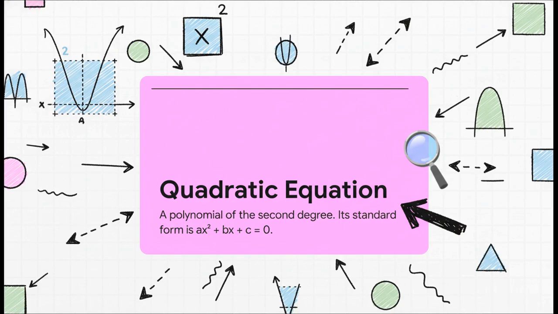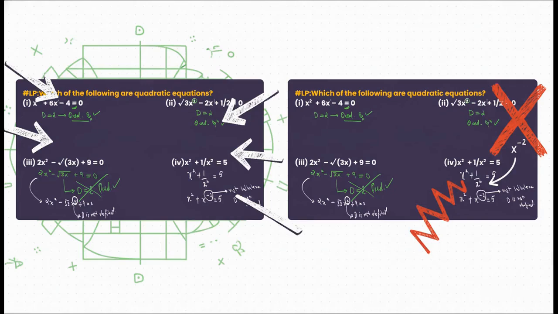And the standard form you see, ax squared plus bx plus c equals 0, think of that as the blueprint. Every single quadratic equation fits this pattern. Okay, let's make this super clear with a couple of examples. On the left, you've got x squared plus 6x minus 4 equals 0. See, it fits our blueprint perfectly. You've got your x squared, your x, and your number.